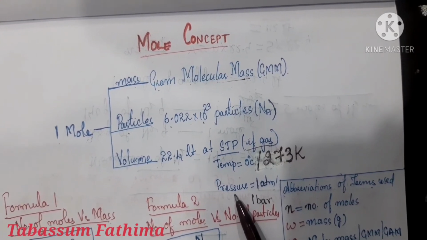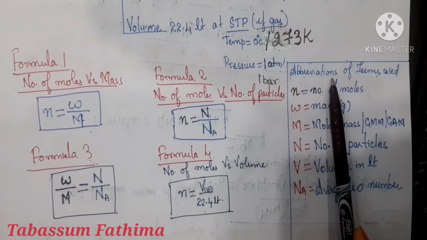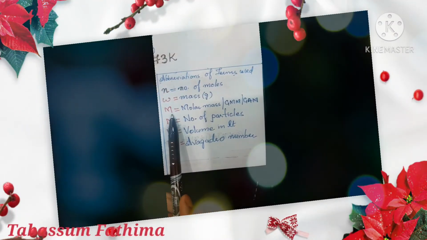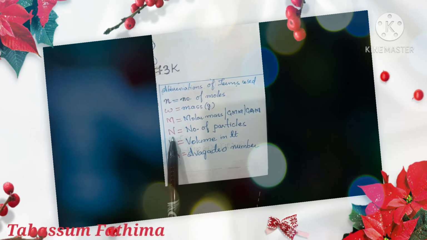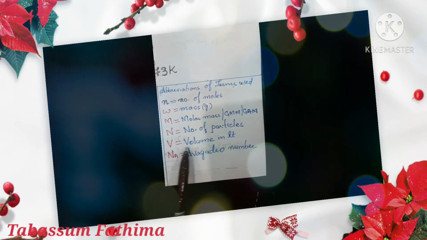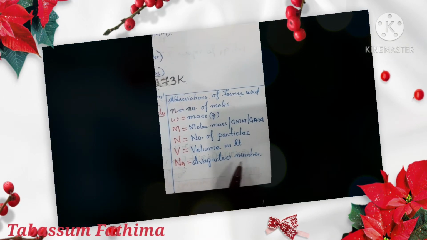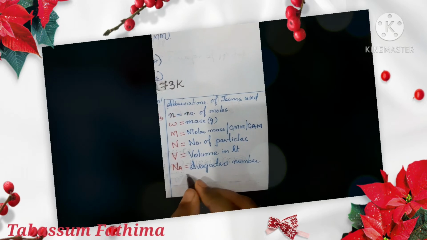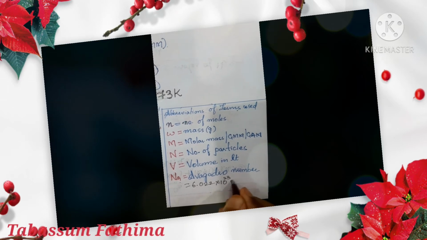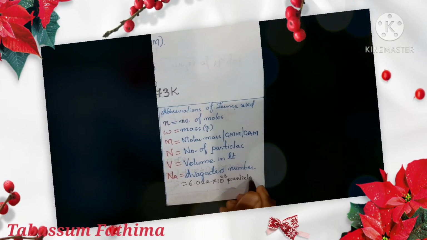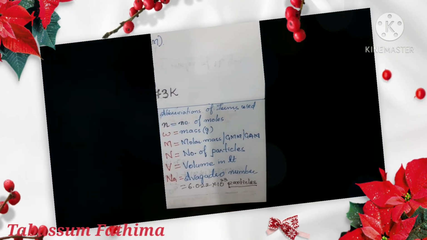Before writing the formulae, let me give you an understanding of the abbreviations I am using for the formula. M is molar mass or gram molar mass or gram atomic mass. N is number of moles. V is volume in liters. Na is Avogadro number, which is nothing but 6.022 into 10 to the power of 23 particles. Particles means molecules, atoms, or ions.